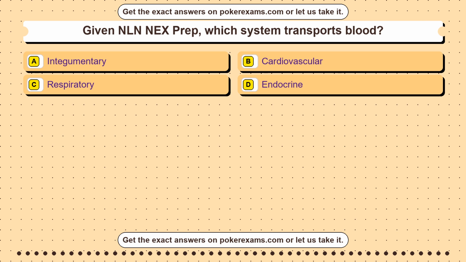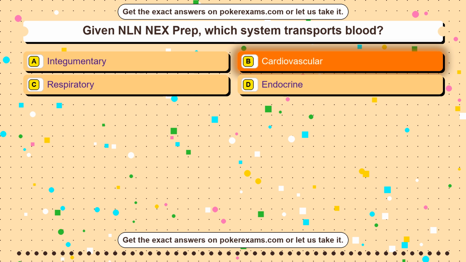Question 48. Given NLN NEX Prep, which system transports blood? Option A, integumentary. Option B, cardiovascular. Option C, respiratory. Option D, endocrine. The correct answer is option B, cardiovascular.